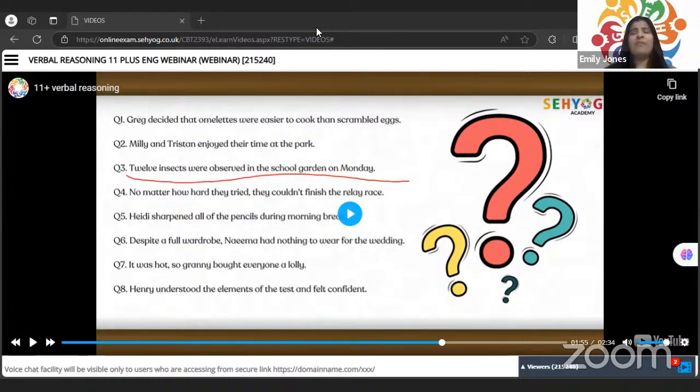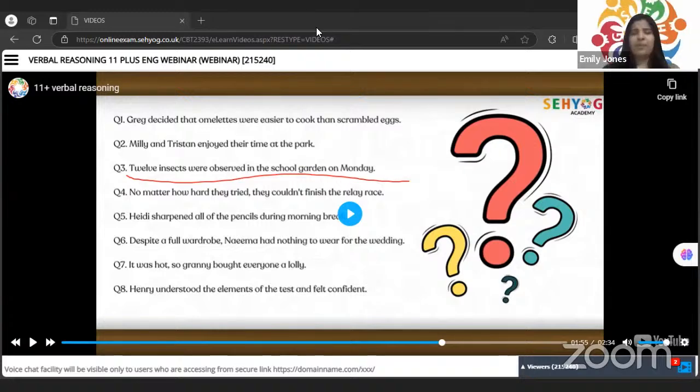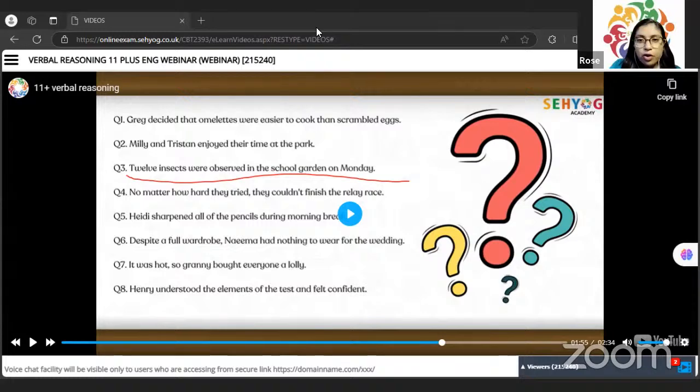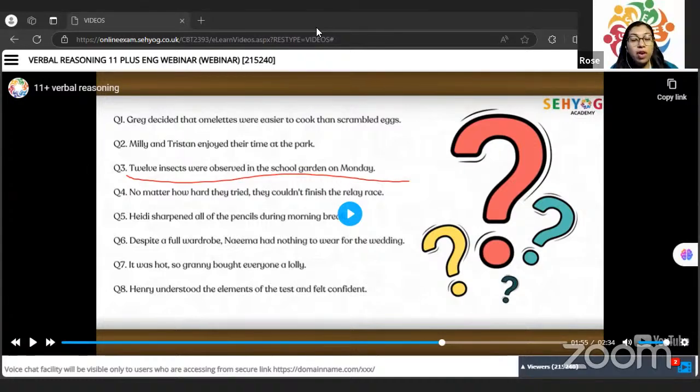I think children have given the answer. Yes, they're saying here. Have you found the word? Yes, they have the word. Wow. So now let's talk about question five.